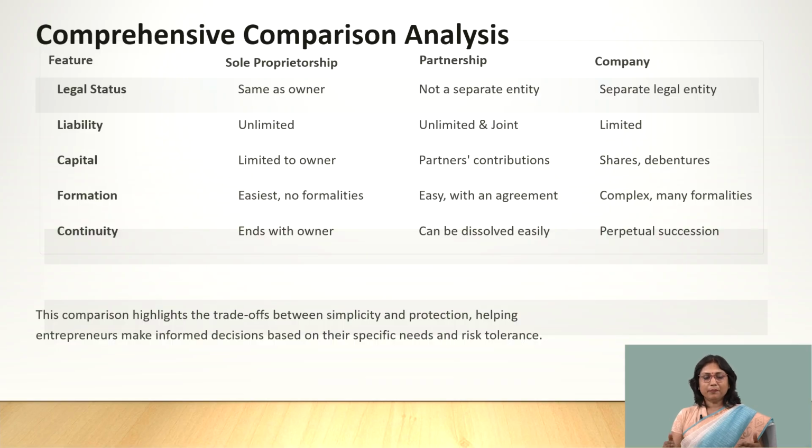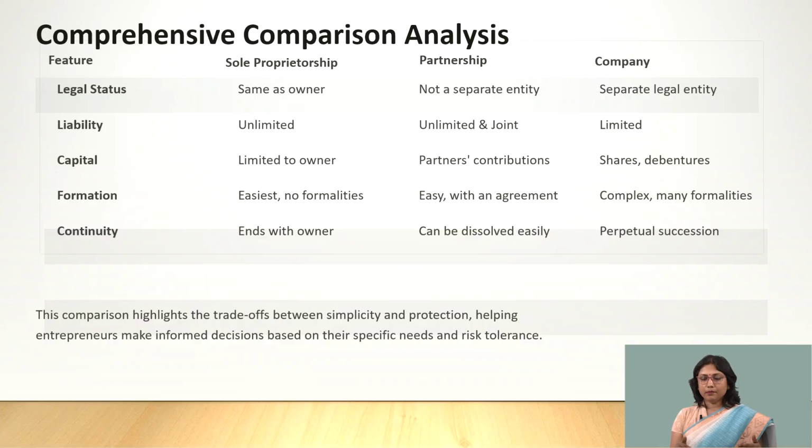So this chart gives a comparison between the sole tradership, partnership and company. You can get a bird's eye view with that. Legal status: in the individual business, the owner and the business have no separate entity, and in partnership it is the same, but in a company there is a separate legal entity. Liabilities in case of individual business and partnership are unlimited, and in case of a company it is limited. For capital formation, an individual business has very limited resources, a partnership has pooled resources, but in case of a company it is unlimited, up to any extent.